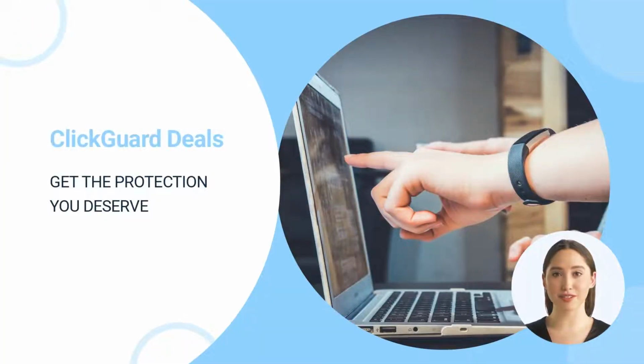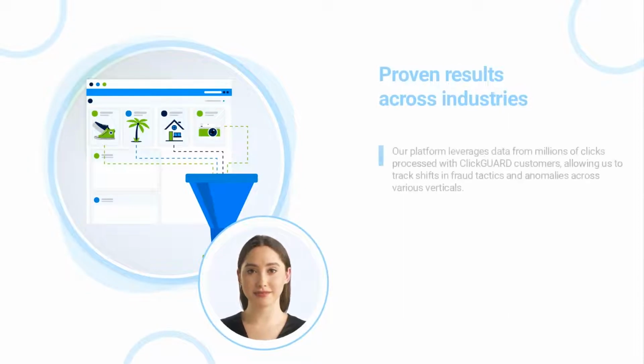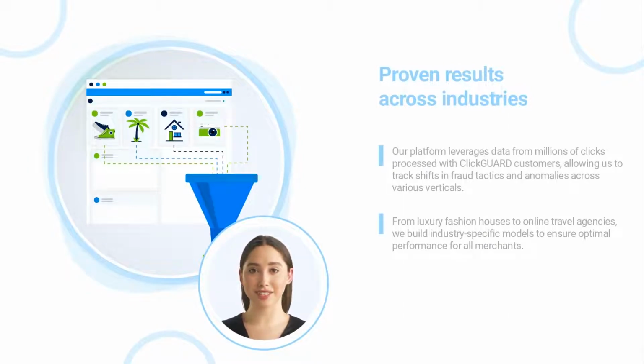Achieve quantifiable results and boost your business bottom line by eliminating fraudulent clicks, improving lead quality, and maximizing your conversions. Proven results across industries. Our platform leverages data from millions of clicks processed with ClickGuard customers, allowing us to track shifts in fraud tactics and anomalies across various verticals. From luxury fashion houses to online travel agencies, we build industry-specific models to ensure optimal performance for all merchants.